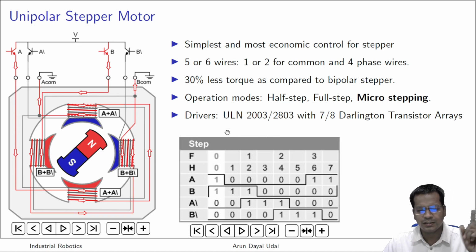With 7 you can run just one of them, because this requires 4 switches. Sorry, just one stepper motor. Whereas 2803 has 8 Darlington array transistors. So ULN 2803 can run 2 such motors. 2 unipolar stepper motors can run with this. Okay, so this is all about the unipolar stepper motor.